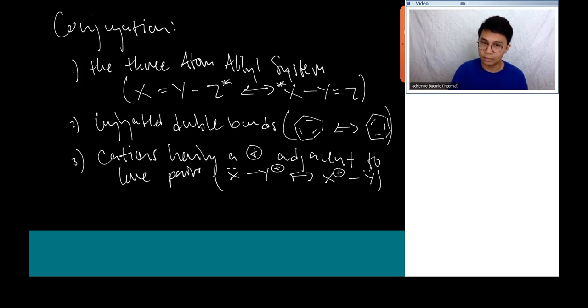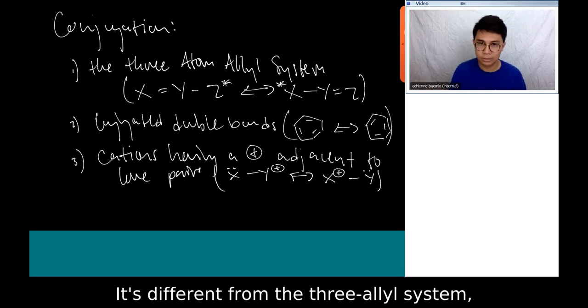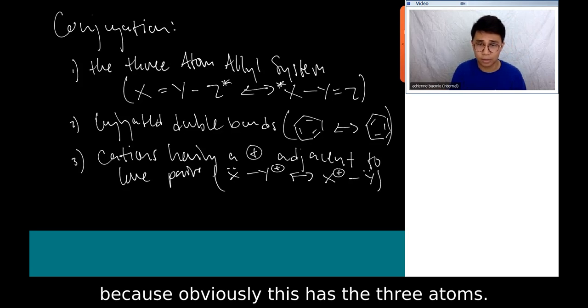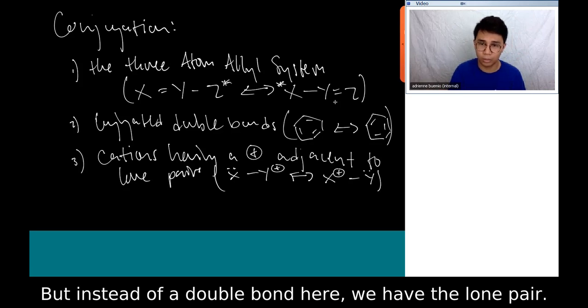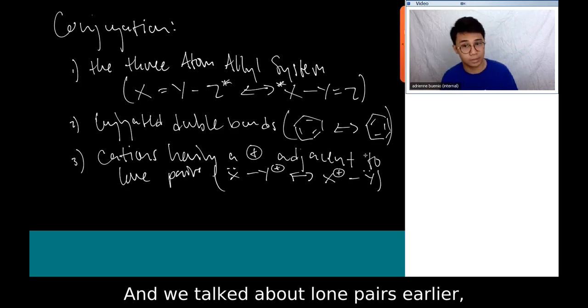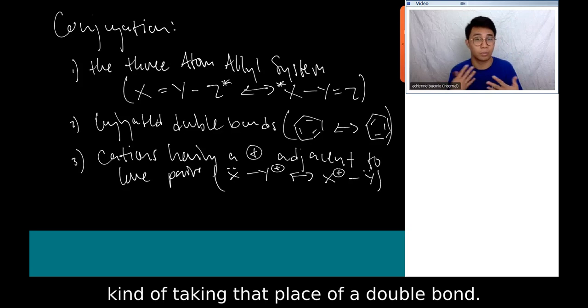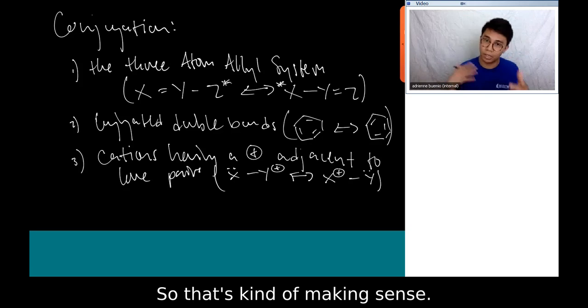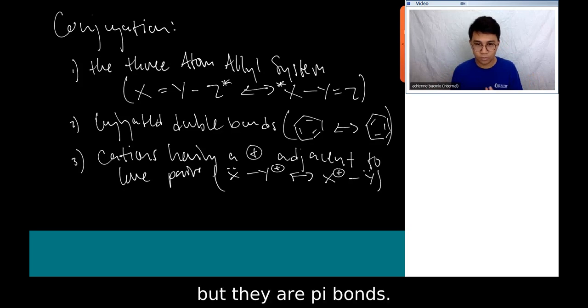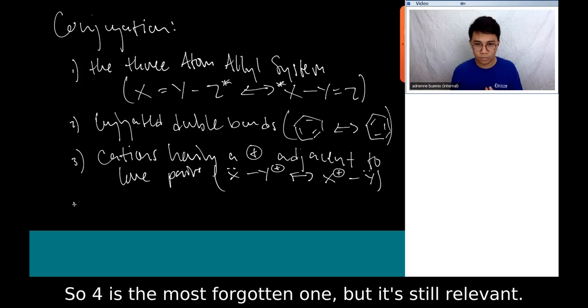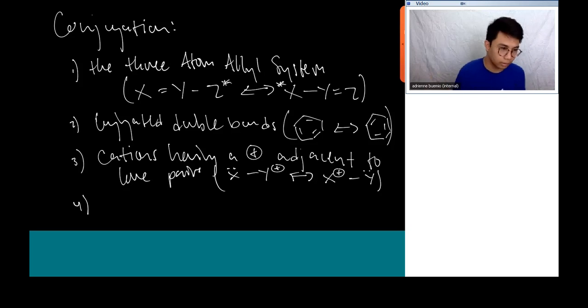It's different from the three allele system because obviously this has the three atoms, right? And it has a double bond. But instead of a double bond here, we have the lone pair. And we talked about lone pairs earlier, kind of taking the place of a double bond, right? So now it's kind of making sense. It makes sense that lone pairs can jump like that because technically they are in a p orbital, they are pi bonds, right? So 4 is the most forgotten one, but it's still relevant.